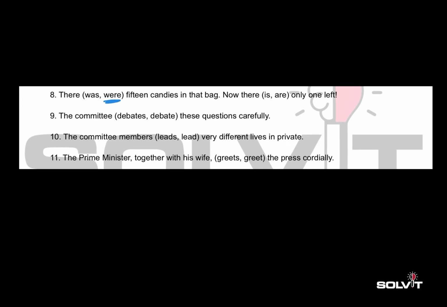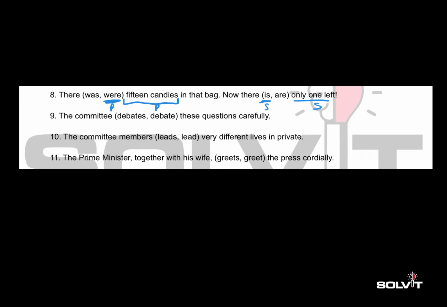There were 15 candies, okay, because we're talking about 15 candies, it is plural. So our verb will also be plural. Okay. Now there is only one left. Okay, because now we're talking about only one candy. So now our subject has become singular, so now this verb will also be singular. So let's read the whole sentence again. There were 15 candies in that bag. Now there is only one left. So you see how in the beginning our subject was plural and so our verb was plural. Now towards the end of the sentence our subject has become singular and now our verb will also be singular.